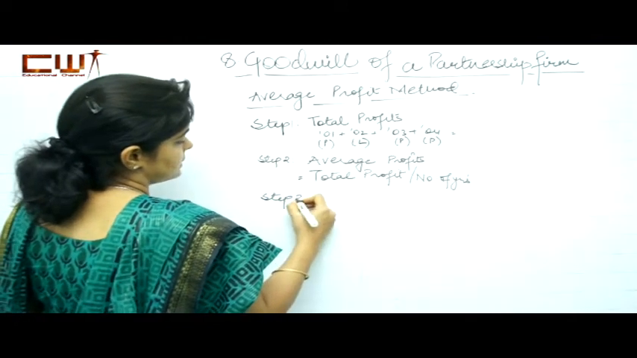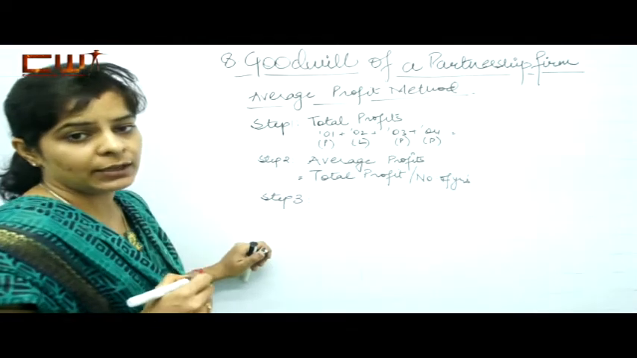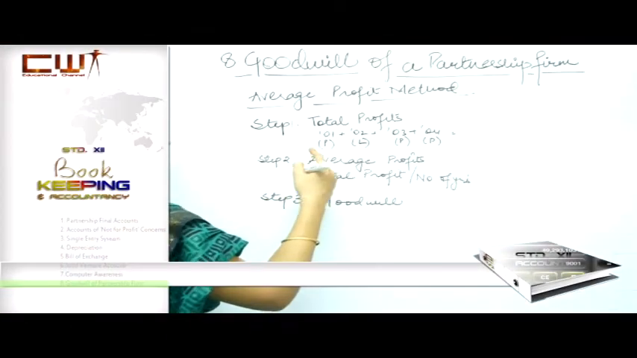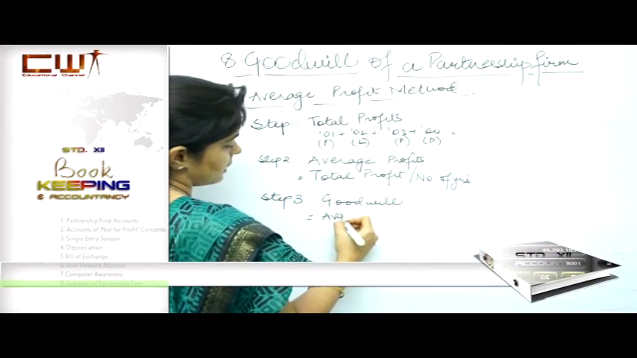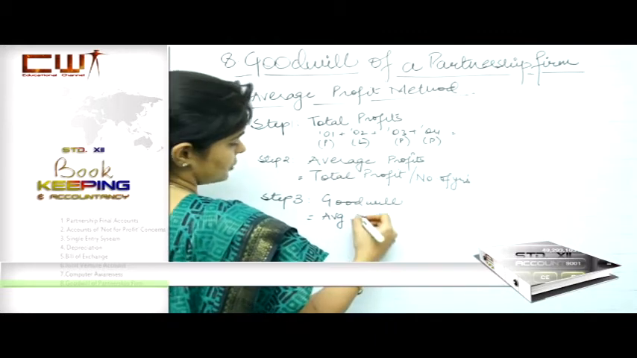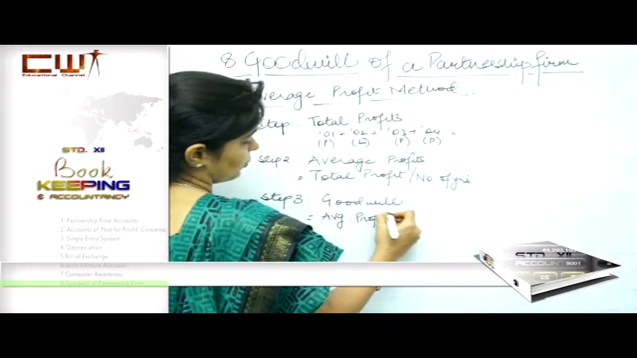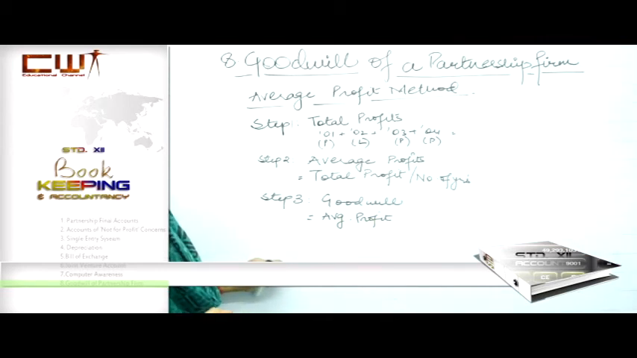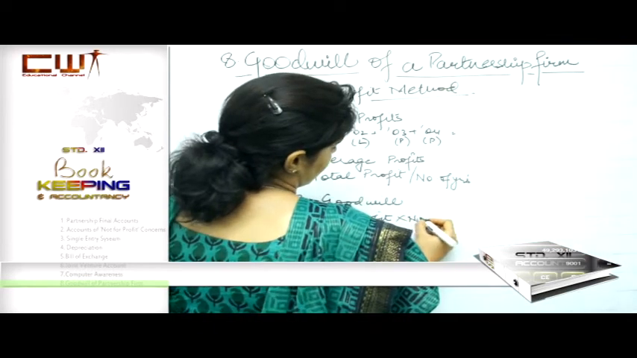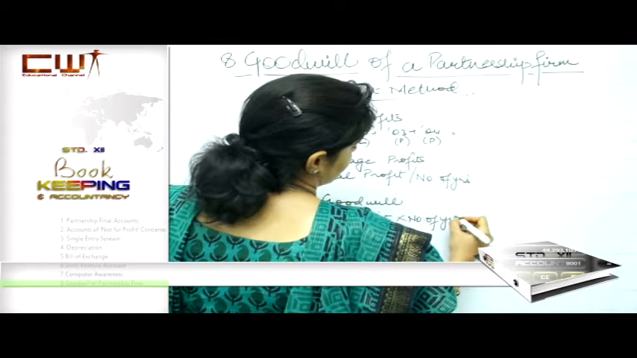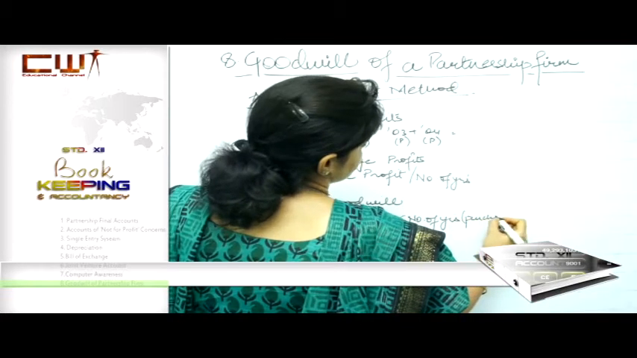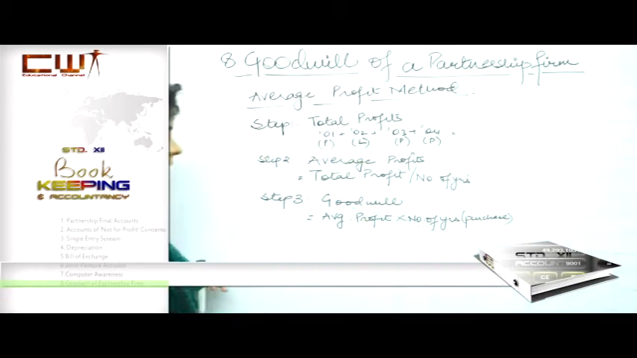Next is step 3. Finally, you will calculate goodwill. Now you have got average profits, AVG I am writing as average. Average profits into the number of years of purchase. Number of years of purchase, they say basically.